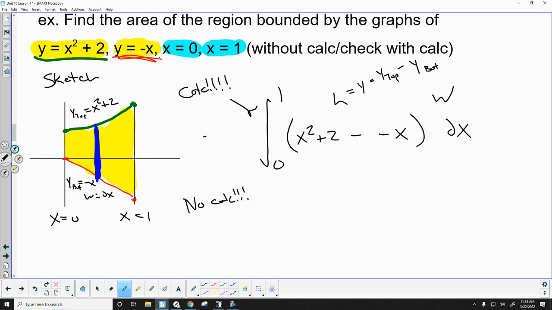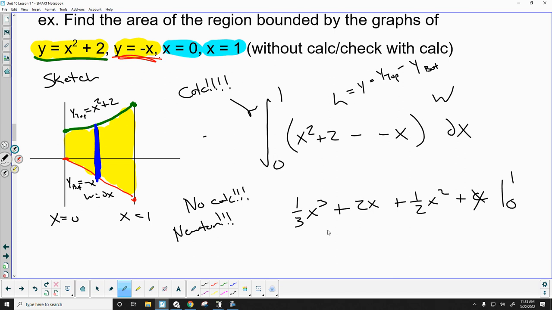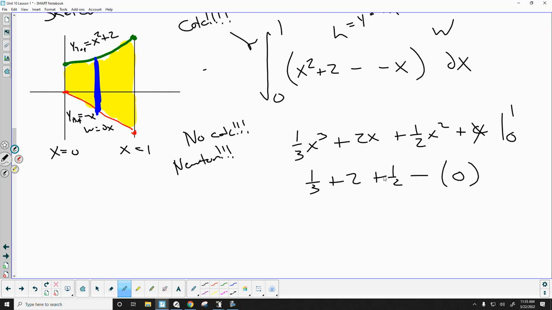If you don't have a calculator, what do you have to do? Antiderive. Now, let's get that answer that we got with our calculator this other way, using Mr. Newton, who connected antiderivatives and areas. We take the antiderivative. Include the plus c, but it's not necessary because it'll go away when we subtract. We plug in 1. We plug in 0. 1 third plus 2 plus 1 half is 2 over 6 plus 12 over 6 plus 3 over 6, which is 17 over 6.